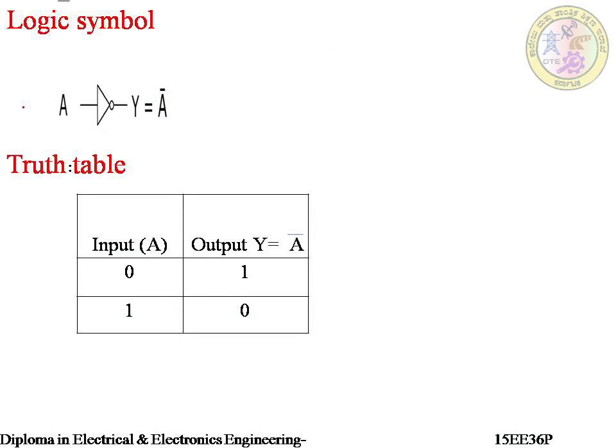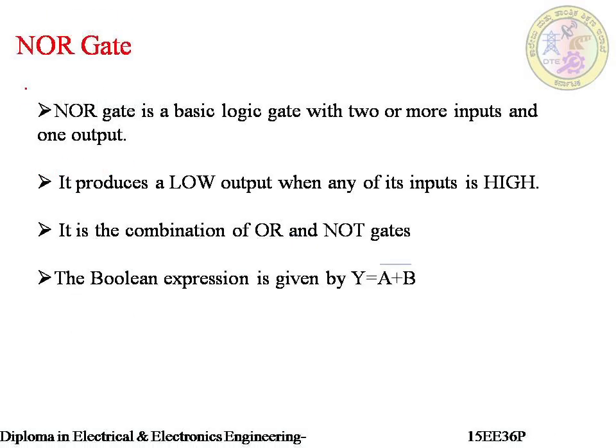The Boolean expression for NOT gate is given by Y is equal to A bar. When input of the NOT gate is 0, it gives a logic high output. When input is logic high, the output of the NOT gate is logic low. So NOR gate. NOR gate is also called a universal gate. It is the combination of OR gate and NOT gates. It has two or more than two inputs and only one output.